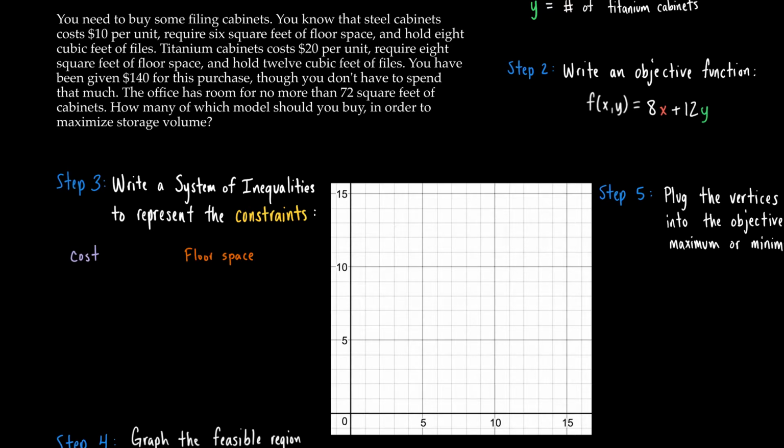So I think we're good, actually. So the question now becomes, what is the constraint as far as the cost goes? So, all right, let's write this out. We only have $140, so however much we spend needs to be less than or equal to 140.